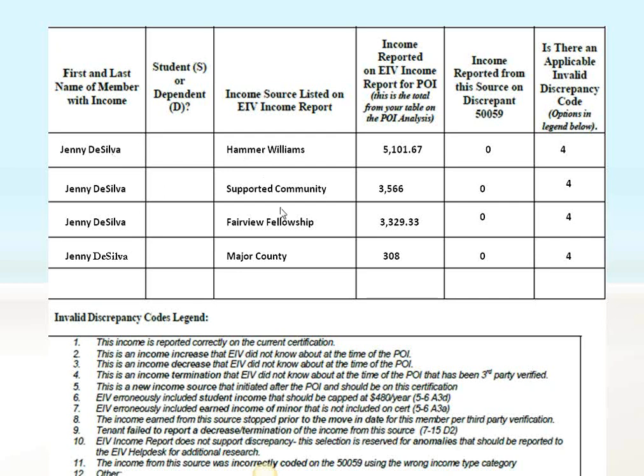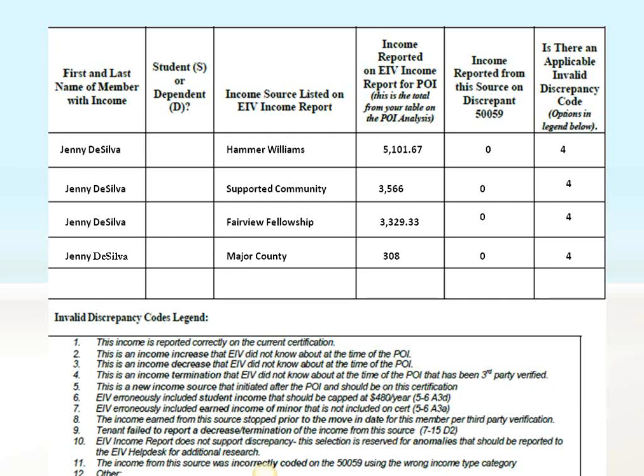So just because there were 4 income sources in this period of income, they all dropped off way before you did a 12/1/17 interim. You're smarter than HUD. You're smarter than EIV, and you know more about the current circumstances. EIV is stuck in a vacuum back in that period of income that's not representative of current circumstances. This is what you put in your file to show this is an invalid discrepancy.